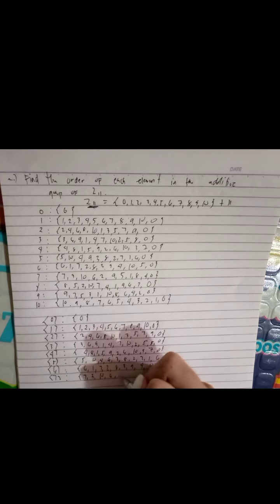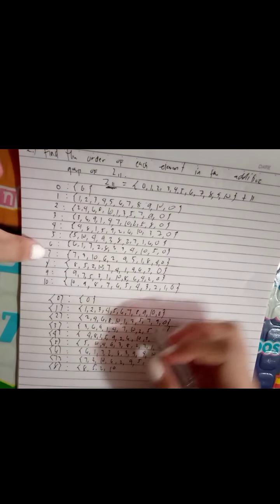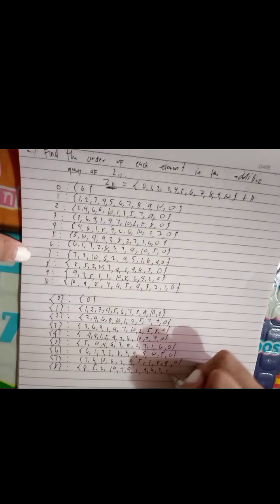Order of 6 generates into 6, 1, 7, 2, 8, 3, 9, 4, 10, 5, and 0. Order 7 generates into 7, 3, 10, 6, 2, 9, 5, 1, 8, 4, and 0. Order 8 generates to 8, 5, 2, 10, 7, 4, 1, 9, 6, 3, and 0.